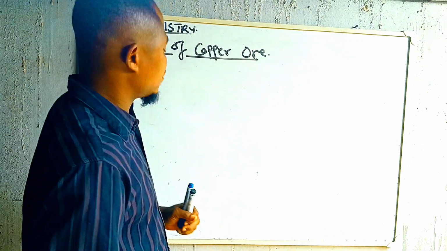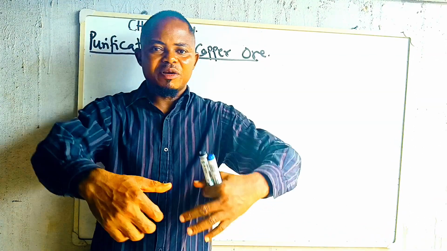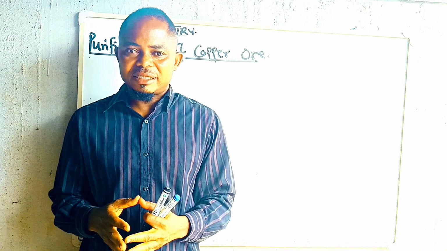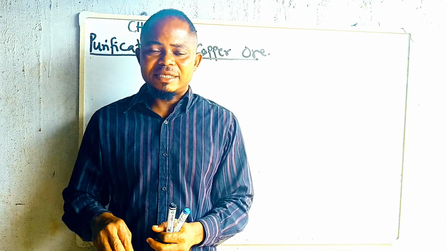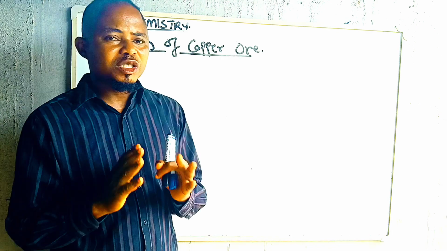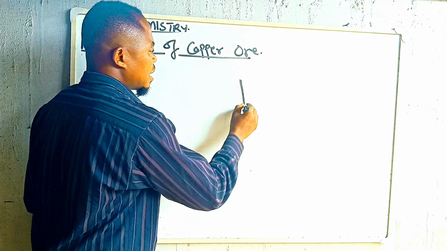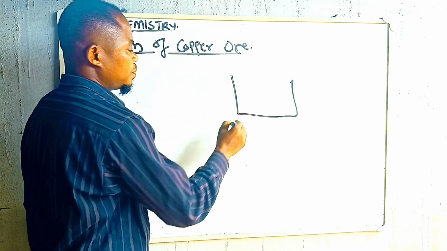Now, let's look at the purification of copper ore. Like I've said in my previous video, copper exists in a combined state in its natural form as an ore. And so during the purification of copper ore, what really happens? Now, let's look at the electrochemical cell setup.